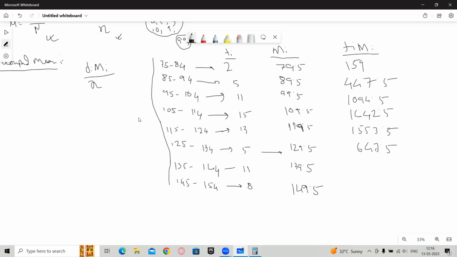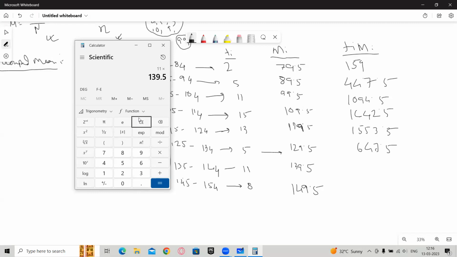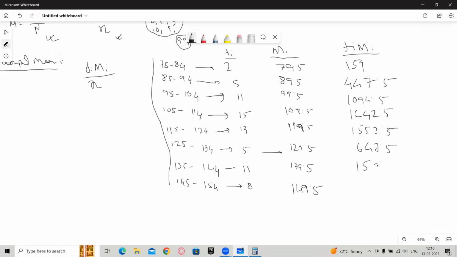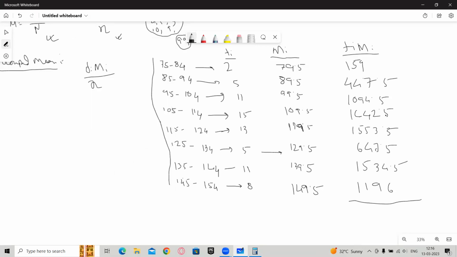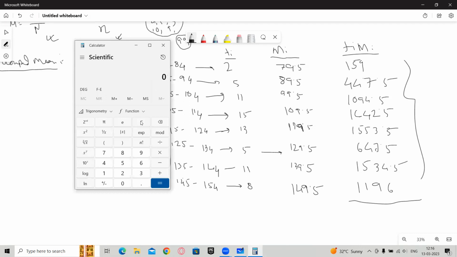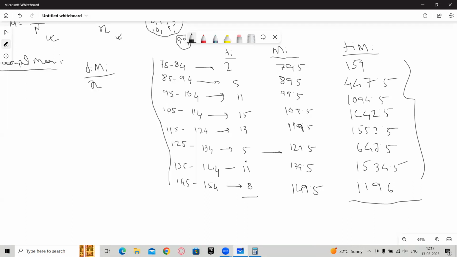11 multiplied by 139.5 is 1534.5, and the last is 8 into 149.5, which is 1196. Now summing up those values, divided by our total frequency. Okay, the total frequency is, let's count, 2, 7, 18, 33, 46, 51, 62, 70.